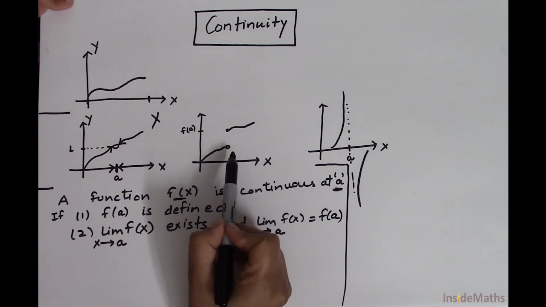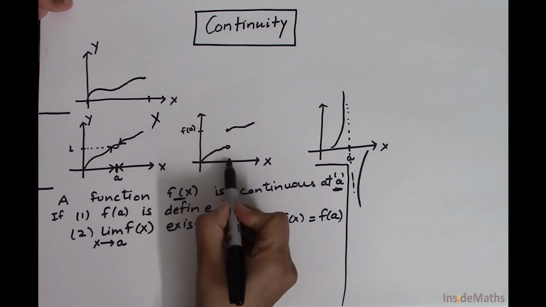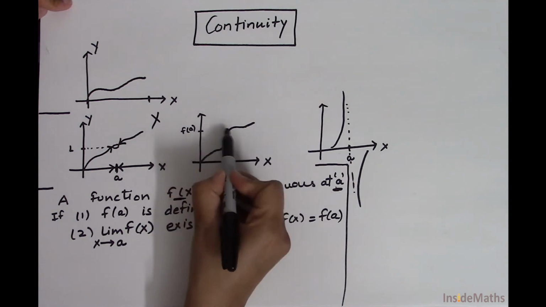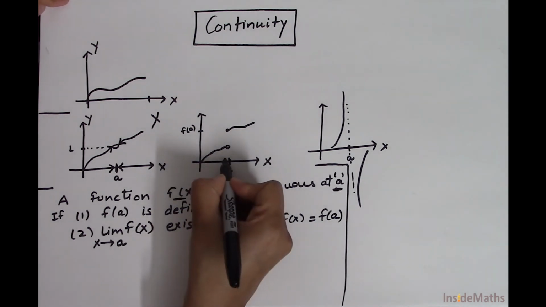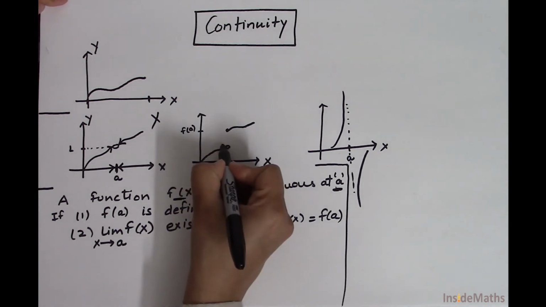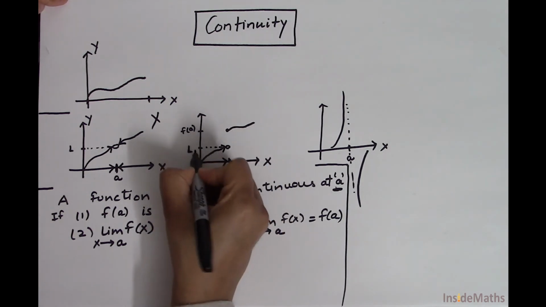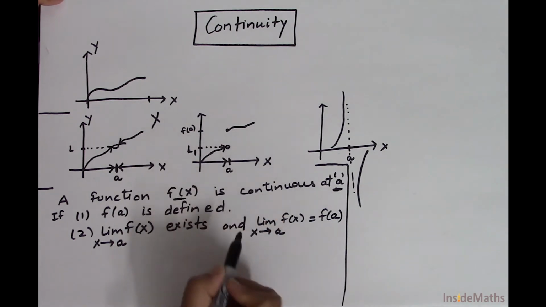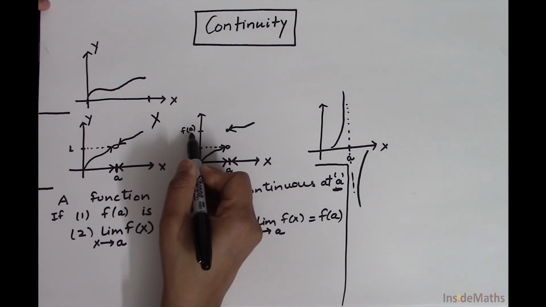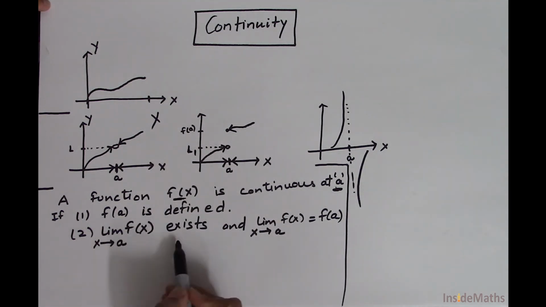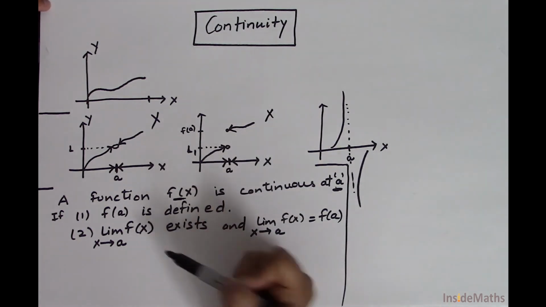Now in this case, we see that the function is defined at the point A. This is the point A and this is f of A. But here the limit does not exist, as when x is approaching A from the left side, this function is approaching, let's say this point L1, and when x is approaching A from the right side, this function is approaching f of A. So the limit does not exist. So that means this function is not continuous by this definition.